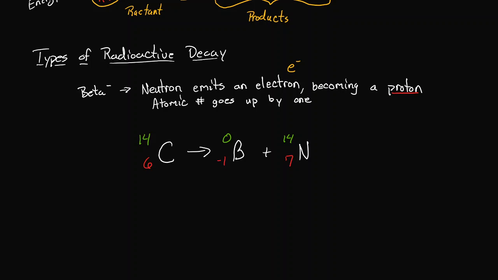The masses are equal on both sides of the equation, and the atomic numbers, when added on both sides of the equation, also equal each other. Okay, so this is the basic idea of what a nuclear equation is. So let's look at another example.